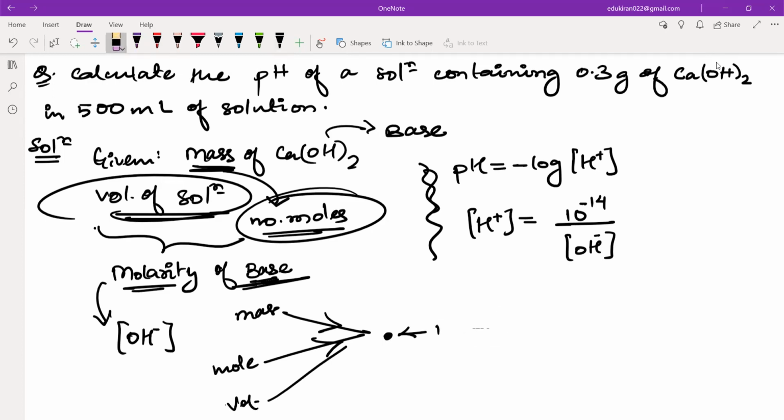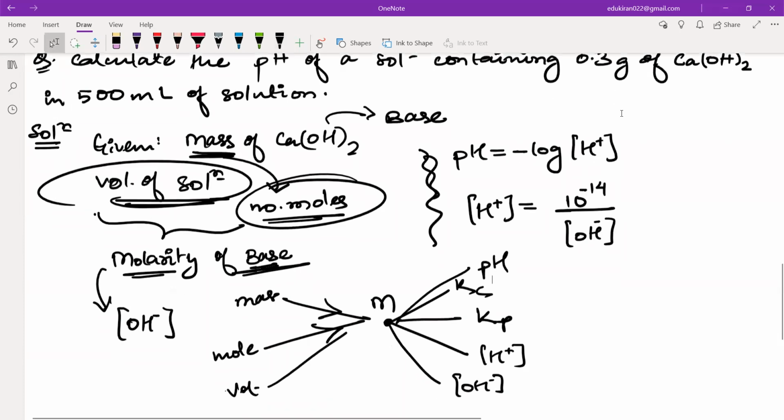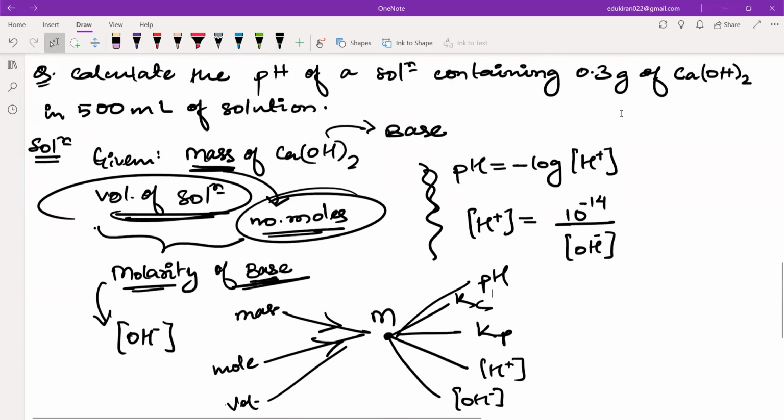And from molarity, that is the concentration, you can find Kc. Kc and Kp are also related, so you can find Kp also. What else can you find? You can find the concentration of H plus ions. And you also have the Kw. With Kw, you can find the concentration of OH negative ions. So many things. And also you can find the pH. Now, let us try to do this question.